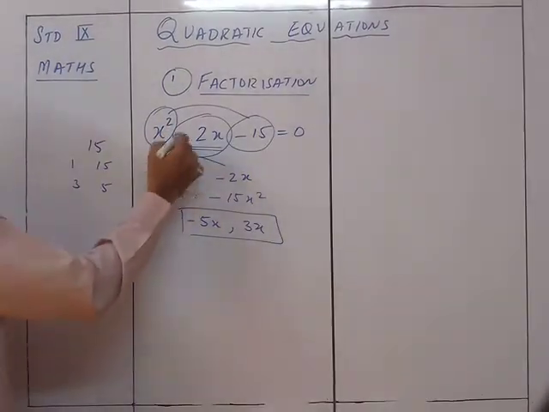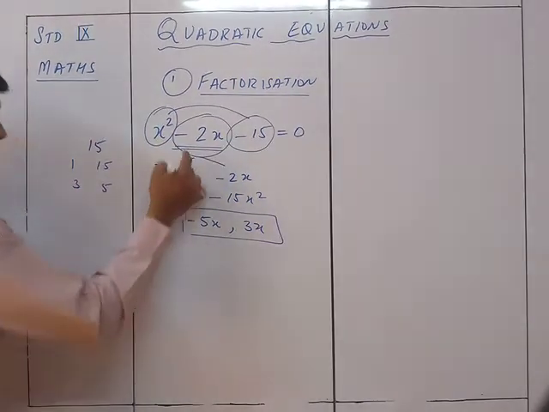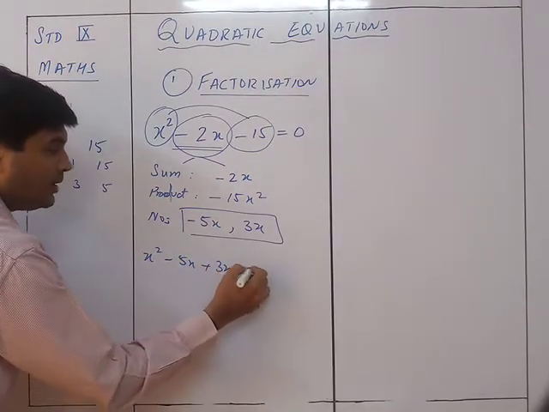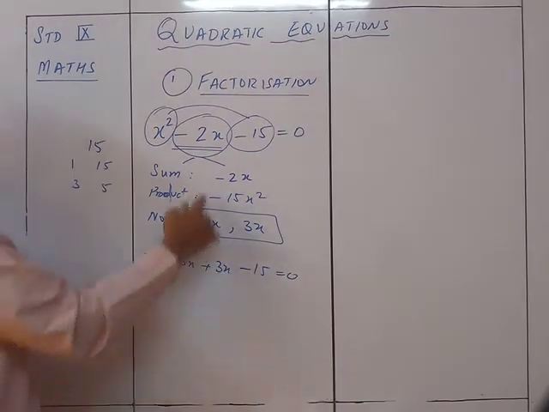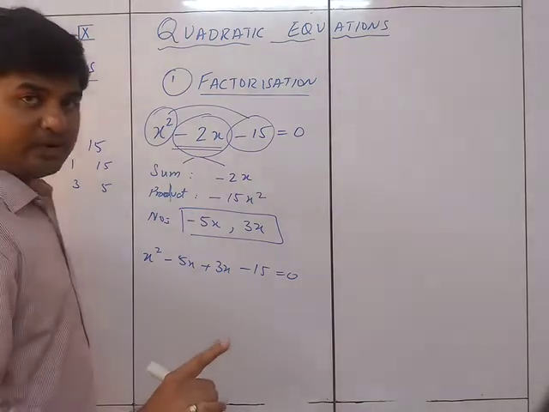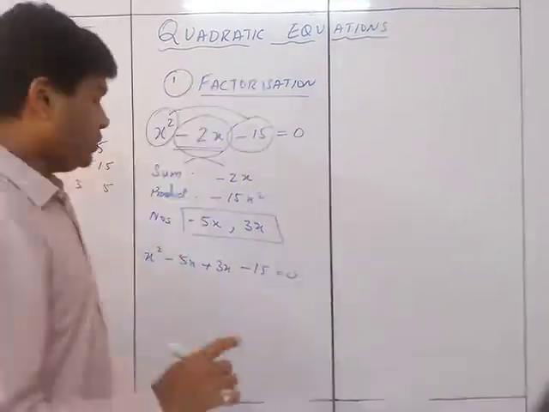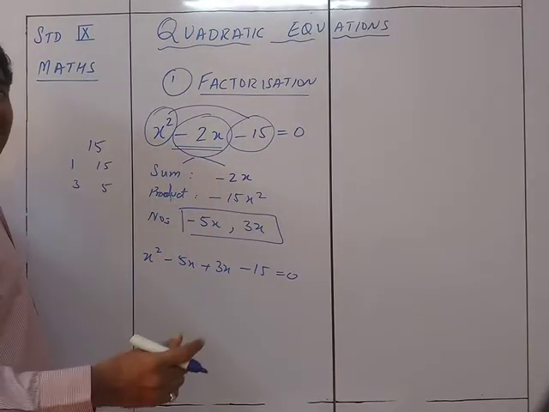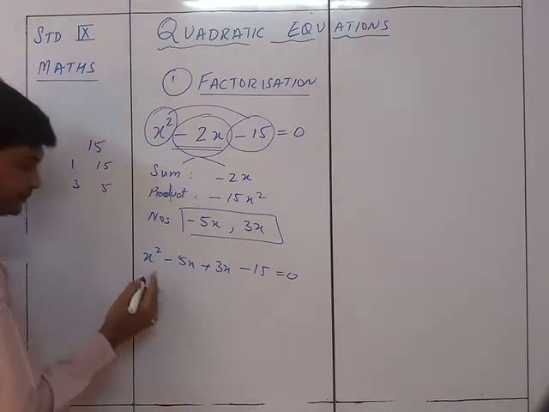Accordingly, this equation can be written as x square, and instead of minus 2x, I can write minus 5x plus 3x minus 15 is equals to 0. Minus 5x and 3x is equals to minus 2x, so I am not changing any value of the equation. We are just using different numbers instead of the given number so that we are able to split them into two parts.